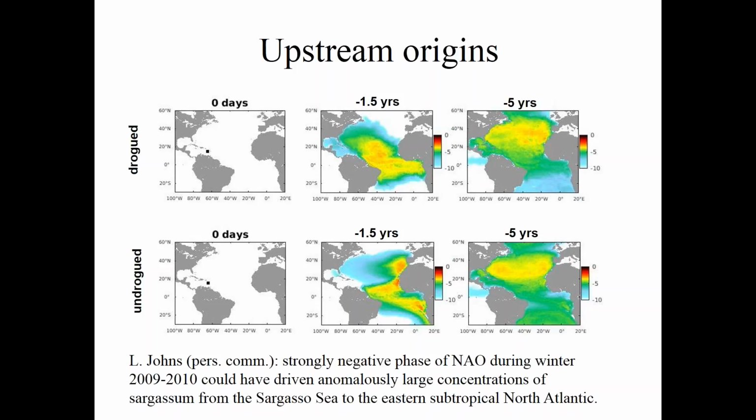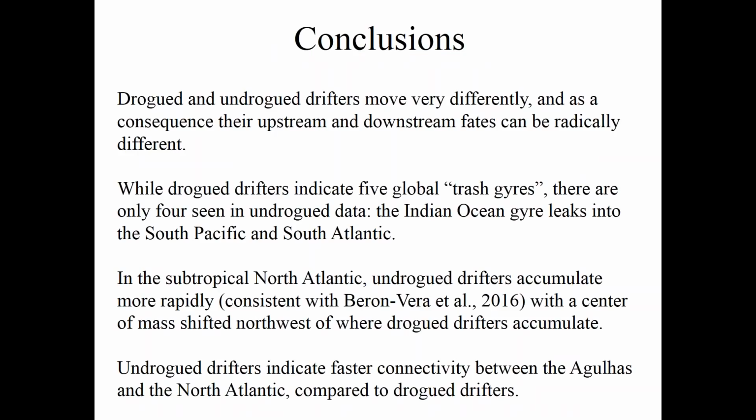So the statistical model that I'm showing you here, I remind you, has all of the data. So it would include the data from those anomalous years. It would include data from regular years as well. It's not going to know that maybe an event happened to rapidly push things to here, but given that, it does tell you under more climatological conditions, there's a very high probability that something here will end up in the Caribbean if it moves like an undrogued drifter, but not if it moves like a drogued drifter.